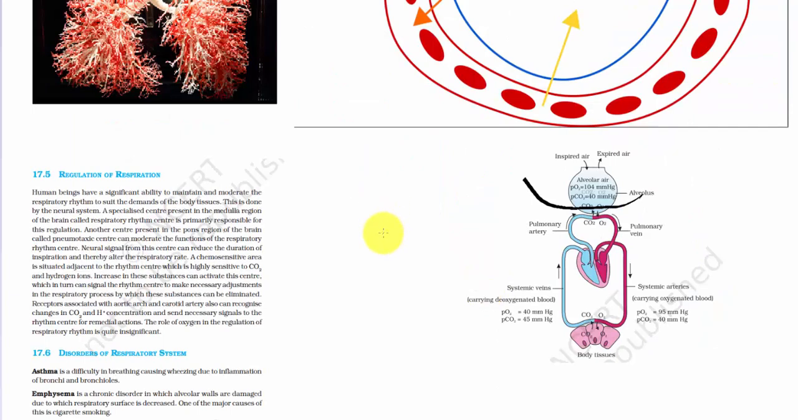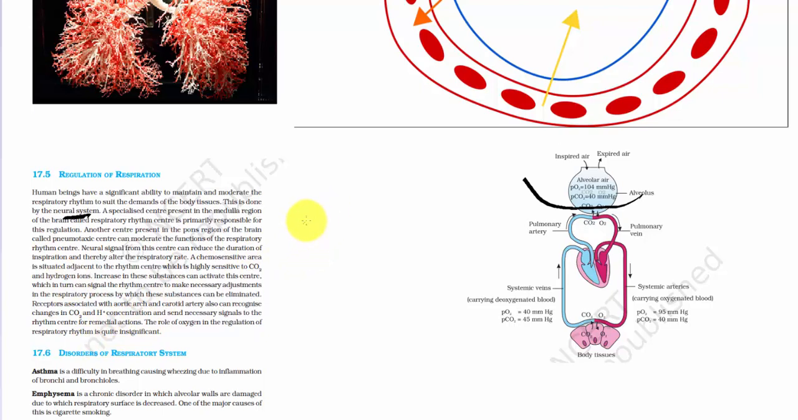If there is breathing, then there must be a central processor that is regulating this breathing process. In the human case, it is the brain. Human beings have a significant ability to maintain and moderate respiratory rhythm to suit the demand of the body tissue. This is done by a neural system, meaning our brain. A specialized center present in the medulla region of the brain, called the respiratory rhythm center, is primarily responsible for this regulation. It is present in the medulla oblongata.